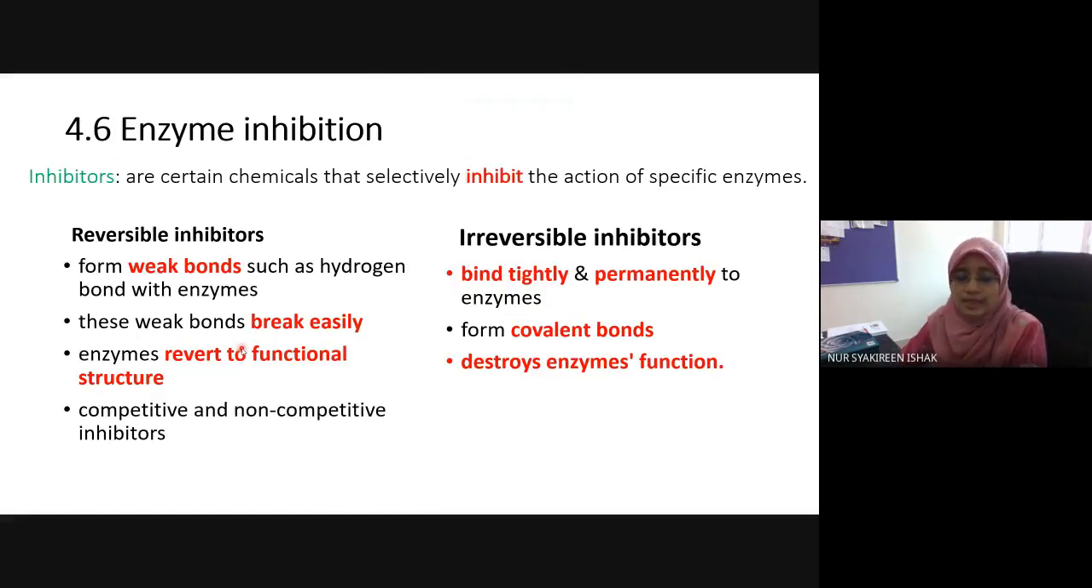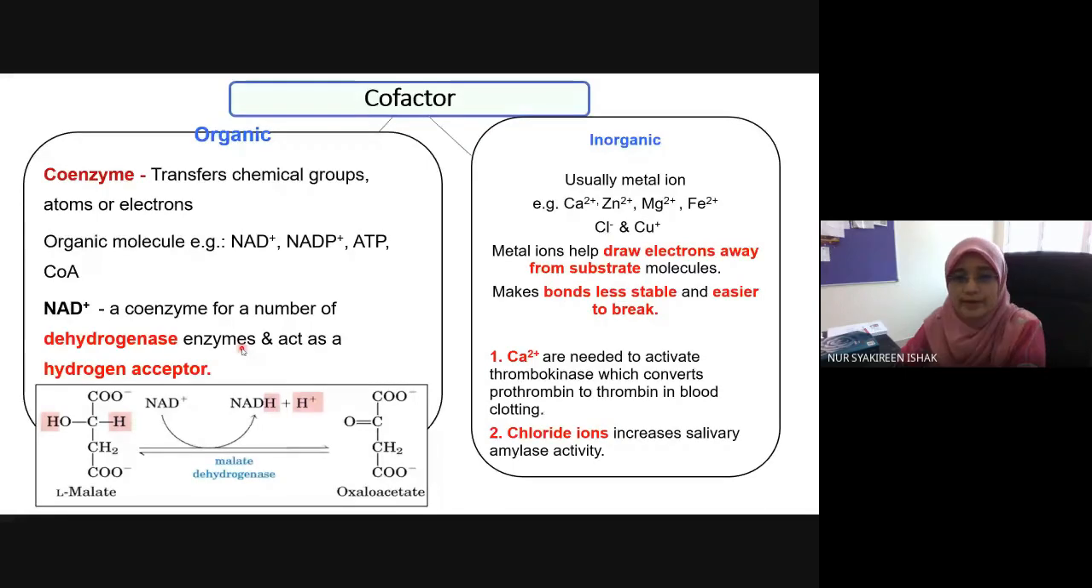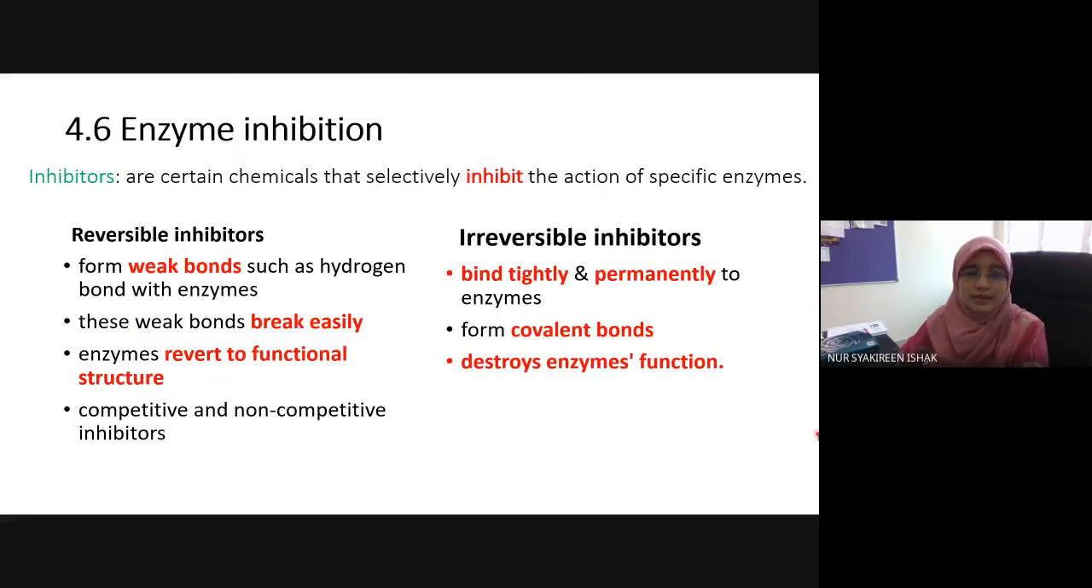So that is on cofactors. And then the next subtopic is 4.6, which is enzyme inhibition. So you have to know what inhibitors are. Inhibitors are chemical molecules that inhibit the action of enzymes.